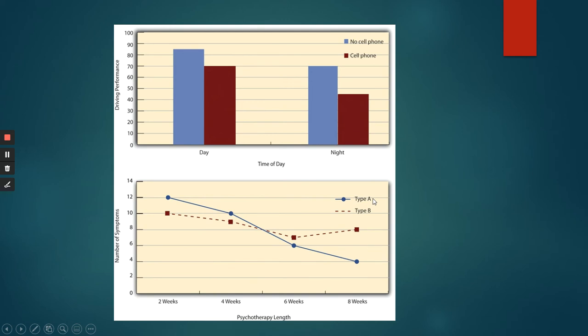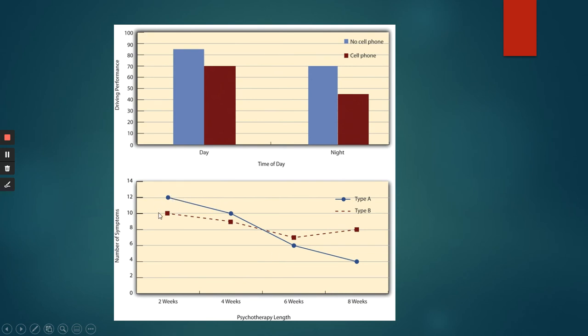Type A is a personality type. I'm not sure if that's what they mean, but let's just say that it's a type of personality or a type of disorder, perhaps. It doesn't really matter. I don't care. I just want to interpret the data. And so first I want to see if there is a main effect. So is there a main effect for time? It looks like there is.